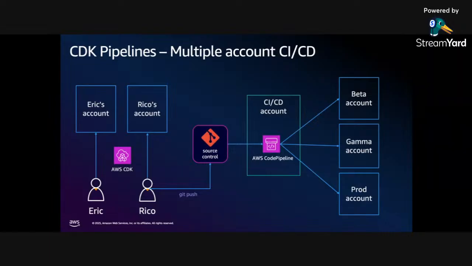Usually, when we use the CDK, we create an architecture for a CI/CD pipeline. And we usually do this on multiple accounts. So, for example, you might have one person's account and another person's account, but they're both able with the CDK to push using source control like Git to a CI/CD account, which has something like CodePipeline, which can then push to like a beta, gamma, or a prod account.